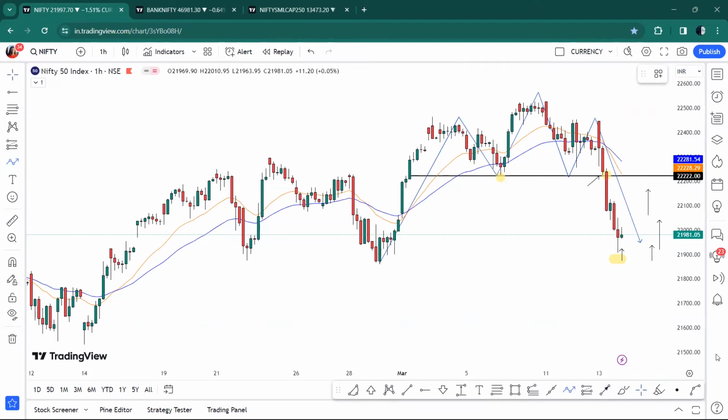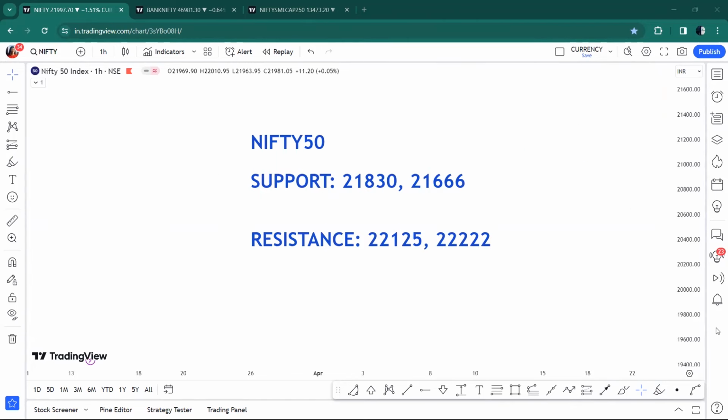You might as well ask that what if this move on the downside continues? Then in that case, जैसे कि हमने 21,666 के लेवल को डिस्कस किया है, आप इस पर्टिकुलर लेवल को रेफर कर सकते हैं in case the move on the downside persists further. Considering that it's the expiry day for Nifty 50 tomorrow, quickly support and resistance levels को हम यहाँ cover कर लेते हैं. The support is placed at 21,830 followed by 21,666 and the resistance is placed at 22,125 followed by 22,222.